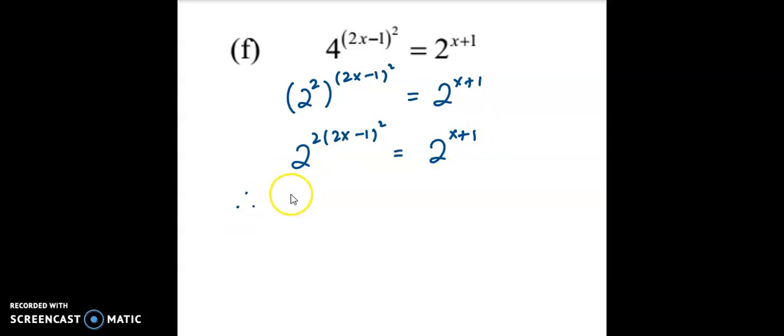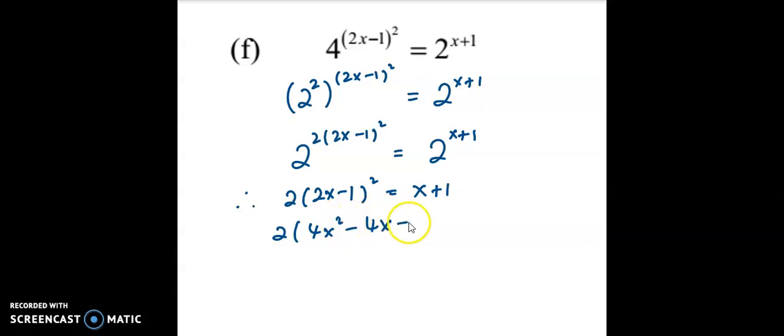So to solve for x, we compare the powers, which gives 2(2x minus 1) squared equals x plus 1. After that, to solve for x, I need to expand the (2x minus 1) squared. I got 4x squared minus 4x plus 1, equals x plus 1 on the right-hand side. And you can just multiply the 2 inside. You get 8x squared minus 8x plus 2 equals x plus 1.